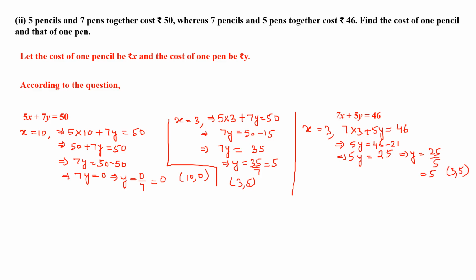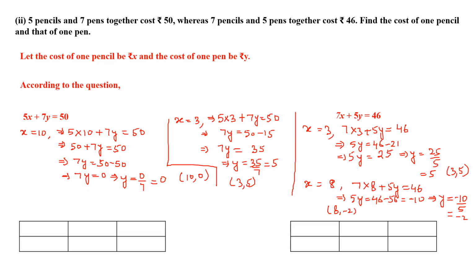Now let's take the other coordinate. So here I'm going to take my x as 8. So from here I will get 7 into 8 plus 5y equal to 46. Okay, so 5y will be equal to 46 minus 56, which will give me minus 10. So y is minus 10 by 5, which is minus 2. So my other coordinate is 8 comma minus 2.